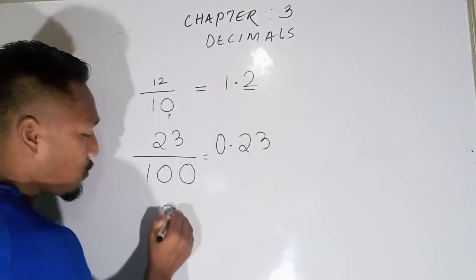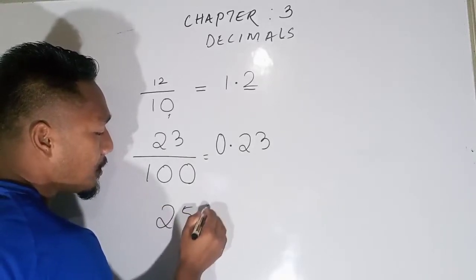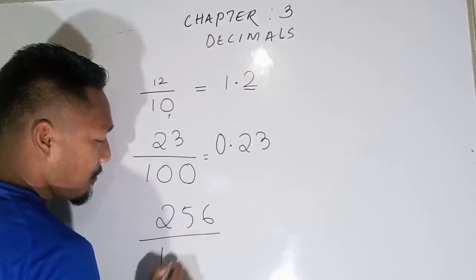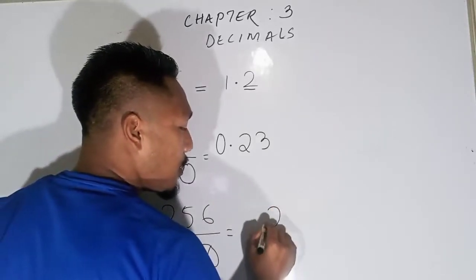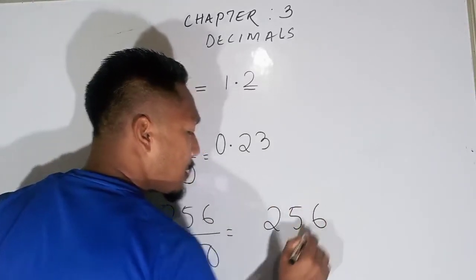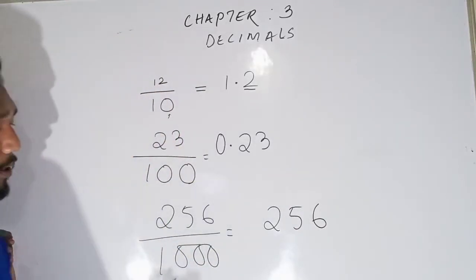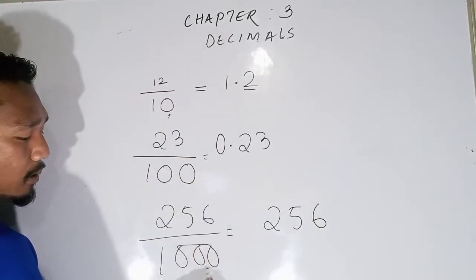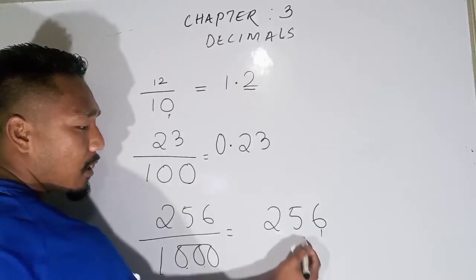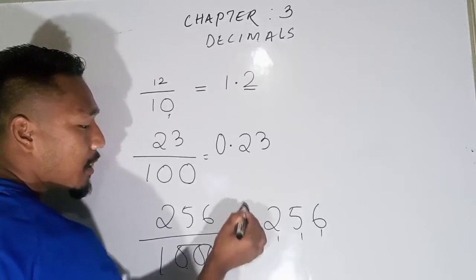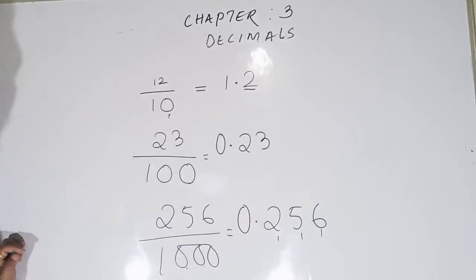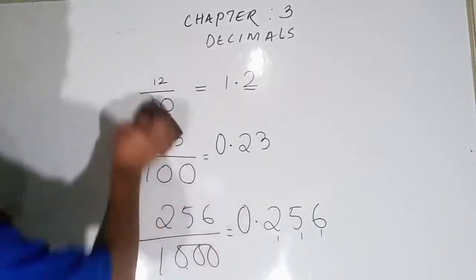Now if I write again 256 divided by again three more zeros, you write the numerator the same. Now from the back side you count the zeros: 1, 2, 3. So from the back side you count 1, 2, 3, then after 3 you put the point and it becomes 0.256. Okay, now one more thing.